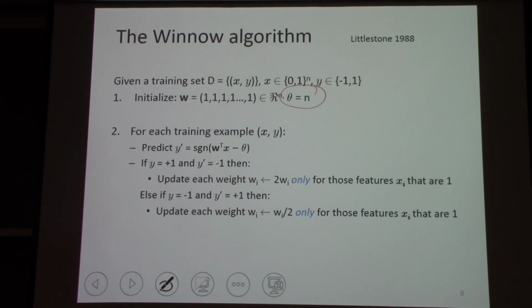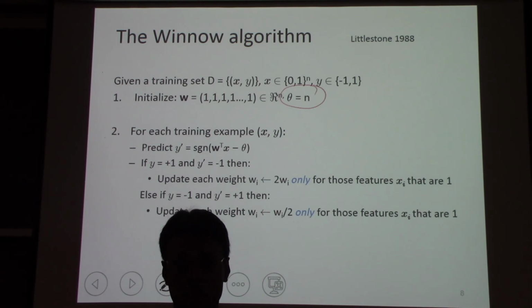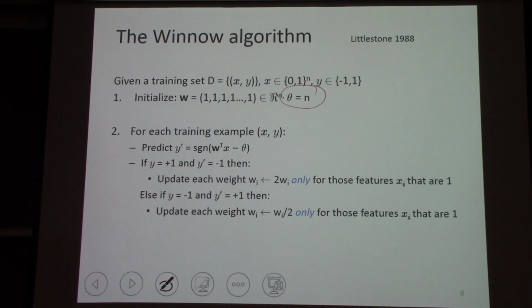This is an online algorithm, so I need to define two steps. One is prediction, the other one is update. Prediction is identical. You take the dot product of your weights with the input, you add the bias. In this case, you're subtracting the bias, but it's okay, it's the same. You take the sign of that score. If the score is positive, you say yes. If not, you say no.